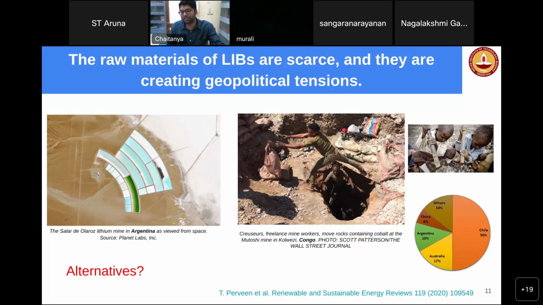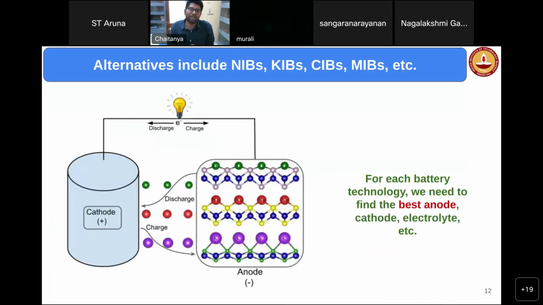So what are the other kinds of alternatives? There are various alternatives, as I told. Some of the cheapest alternatives would be to use materials that are similar to lithium, but which are available everywhere. That is sodium. There are also potassium, calcium-ion batteries, magnesium-ion batteries, etc.